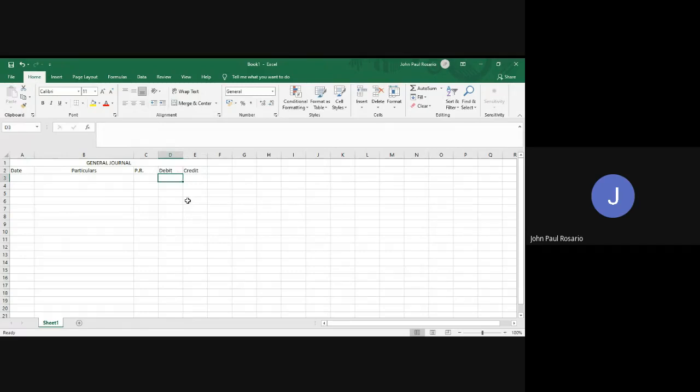Before we try to make entries, let me first introduce to you the concept of normal balances. To know the concept of normal balances, let's go back to our accounting equation.